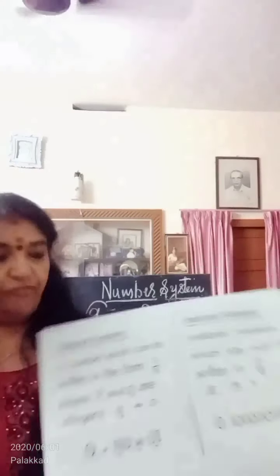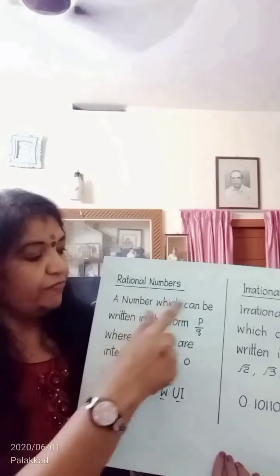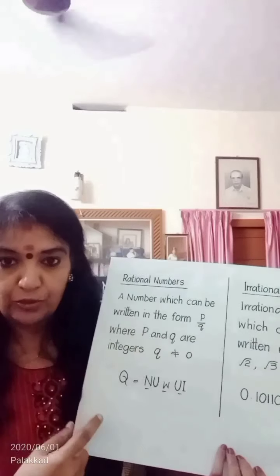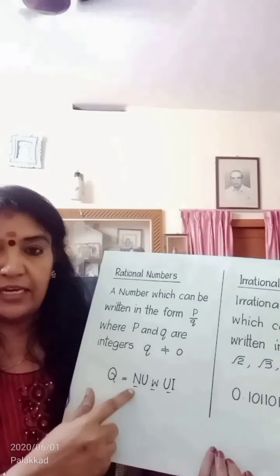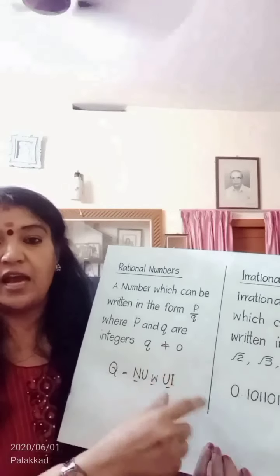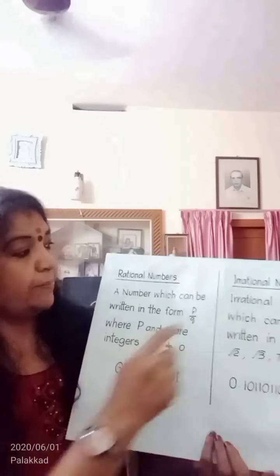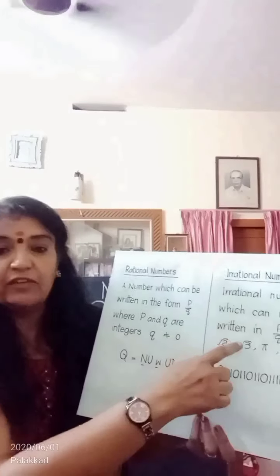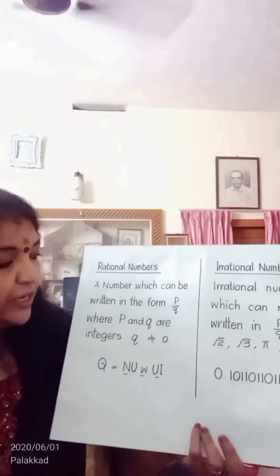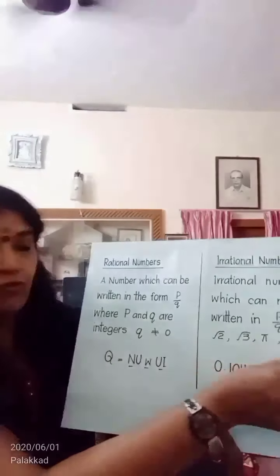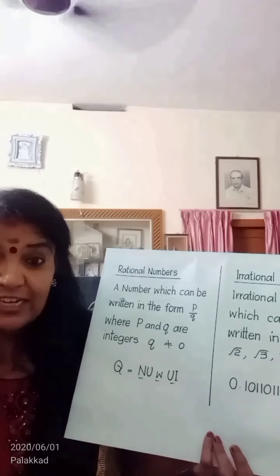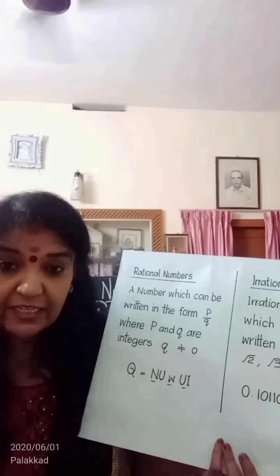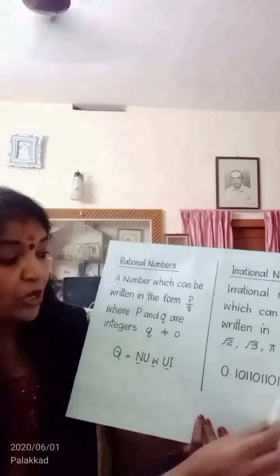And this is the definition of a rational number. A number which can be written in the form p by q, where p and q are integers, q not equal to 0. The union of natural numbers, whole numbers and integers gives rational numbers. What are irrational numbers? Irrational numbers cannot be written in the form p by q. That is root 2, root 3, pi, root 15, I told you. The definition of an irrational number is non-terminating, non-recurring decimals.